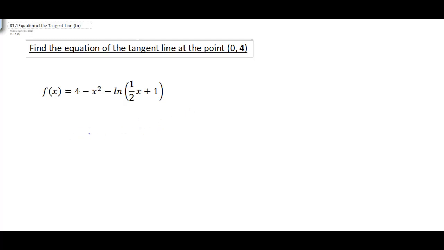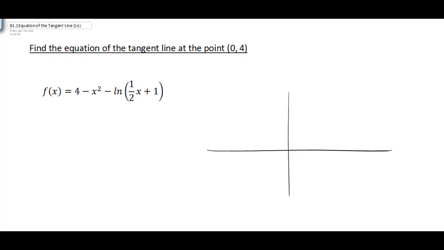But I want to take the time to go through at least one example here of finding the equation for our tangent line. So if we're trying to find the equation of the tangent line at the point 0, 4, the graph of this equation is roughly going to look something like this. The function is 4 minus x squared minus ln of (1/2 x plus 1), and you're going to get a graph that looks similar to this, a curve of this nature.